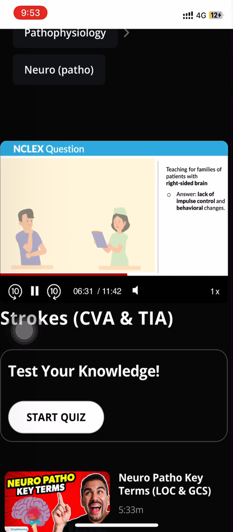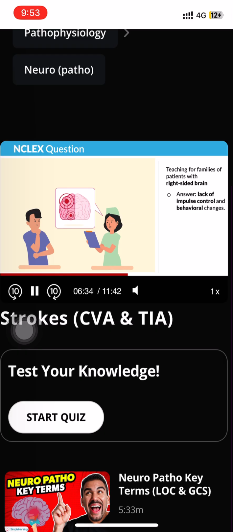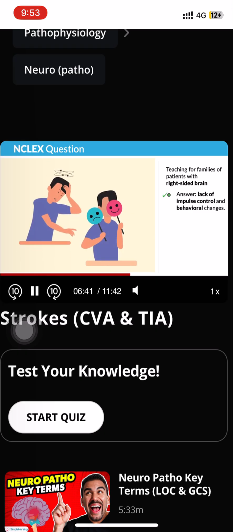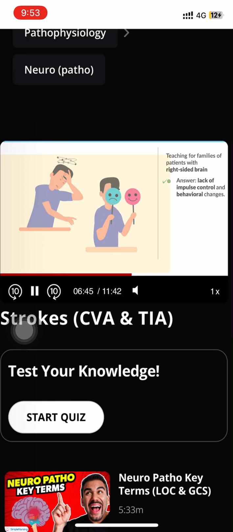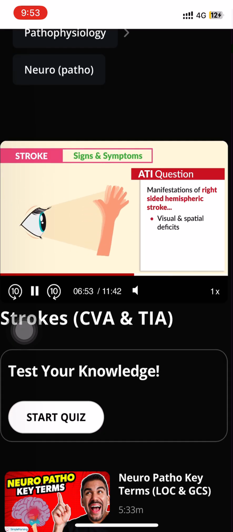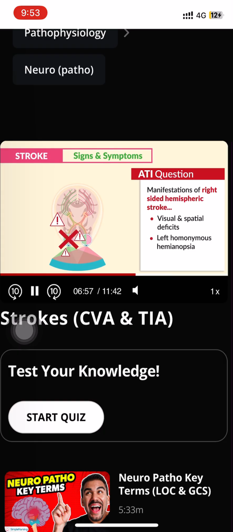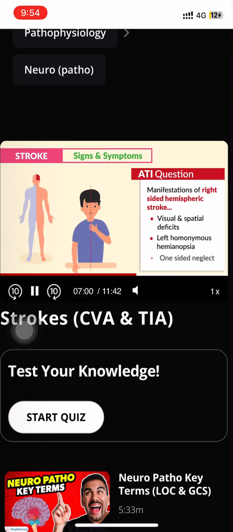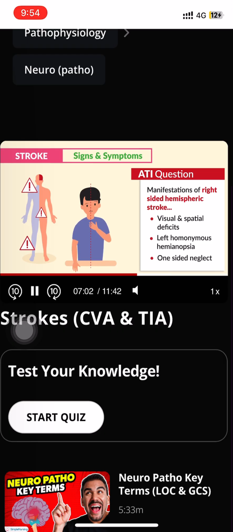Now, a common NCLEX question is teaching for families of patients with right-sided brain injury. So remember, R for right side, R for reckless. So the correct answer is always lack of impulse control and behavioral changes. Now, the ATI mentions manifestations of right-sided hemispheric stroke. So expected findings is visual and spatial deficits, left homonymous hemianopsia, basically that one-sided vision, as well as one-sided neglect. These are typical for almost every stroke patient.